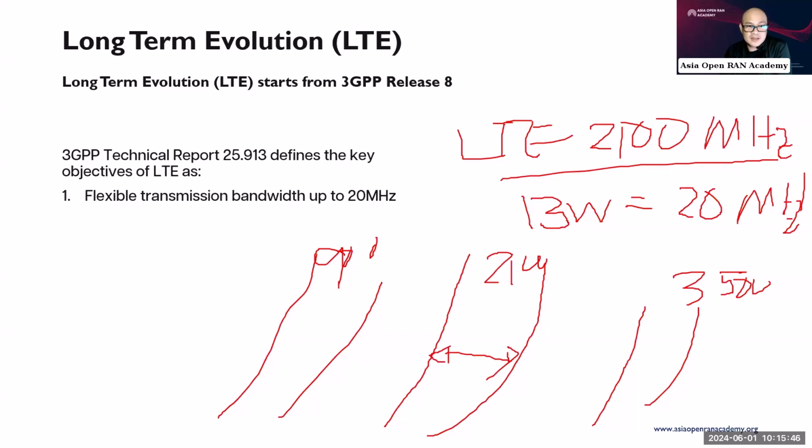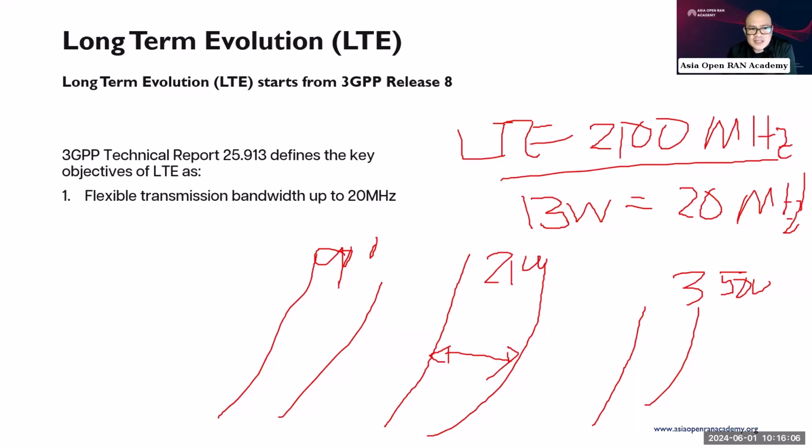Get my point? In most cases, the high frequencies are where the bandwidths are very big. That's why when you transmit on 3500 with 100 megahertz of bandwidth, you can transmit a lot of data. So that's the difference.